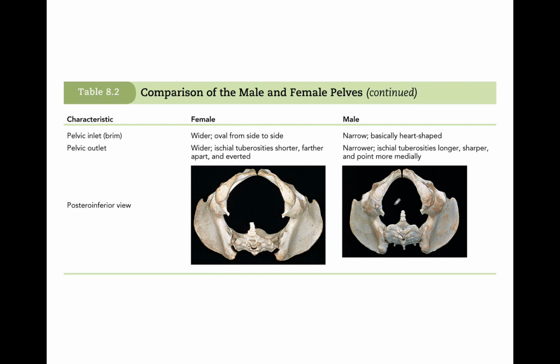The second way is to look at this angle here. This is called the pelvic inlet. The pelvic inlet for females is much wider, again, because females need more space in the pelvic cavity. For males, it's much more narrow. If you notice, this is kind of the shape of an upside down heart. So much more narrow. So those are the 2 main ways. That sacral curve and the angle of the pelvic inlet.